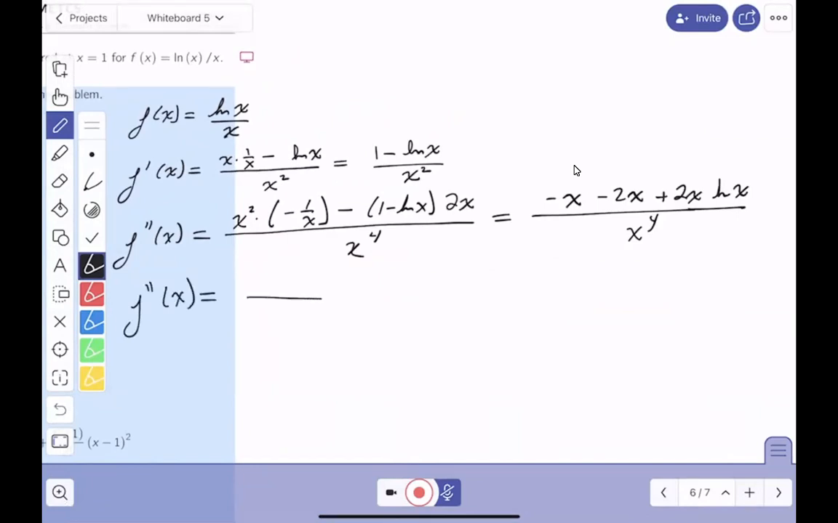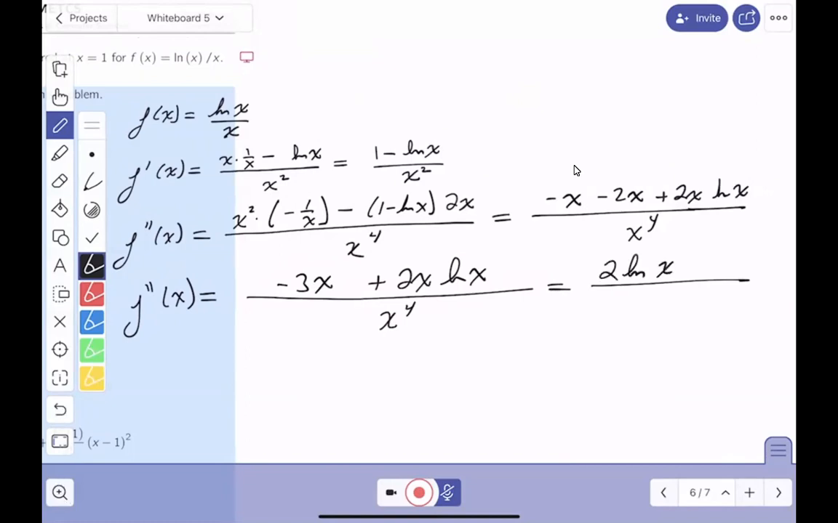And yeah, I realize that for a lot of students, they say, oh, this is just too much work. I'm not going to do it. That's minus 3X plus 2X ln X equals, well, I'm going to divide through by X now. So it's going to be 2 ln X minus 3 over X cubed.